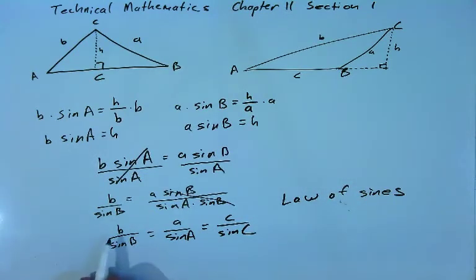And this is known as the law of sines, which says that the length of any side divided by the sine of the angle opposite of that side will be equal to any other side divided by the sine of the angle opposite that side as well. And so we can use this law to solve triangles that are not necessarily right triangles.